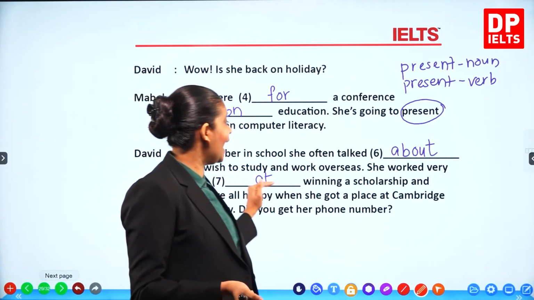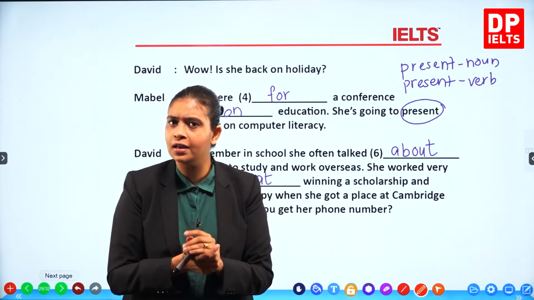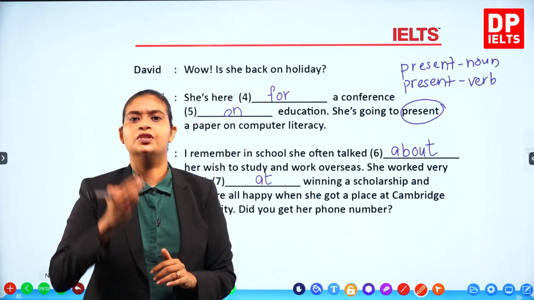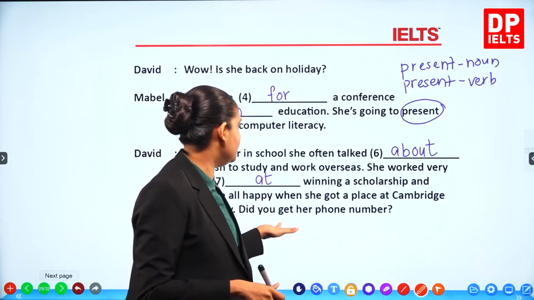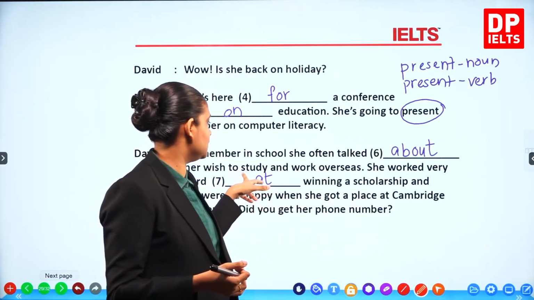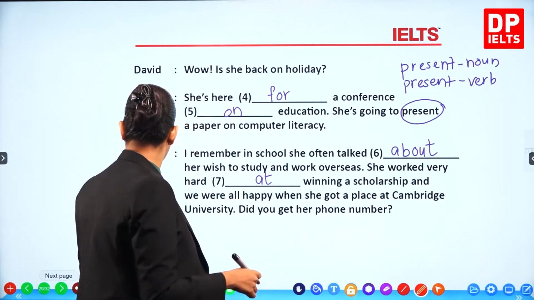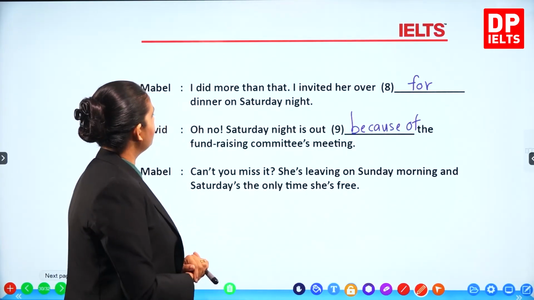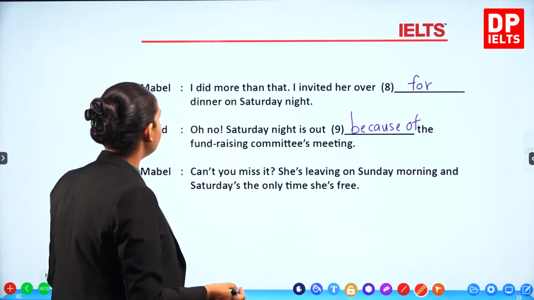You worked at winning a scholarship. So she had a specific target from small days. She wanted to get a scholarship and get into a good company, and she wanted to work overseas. So she worked hard at winning a scholarship. Then, of course, I did more than that. I invited her over for dinner.